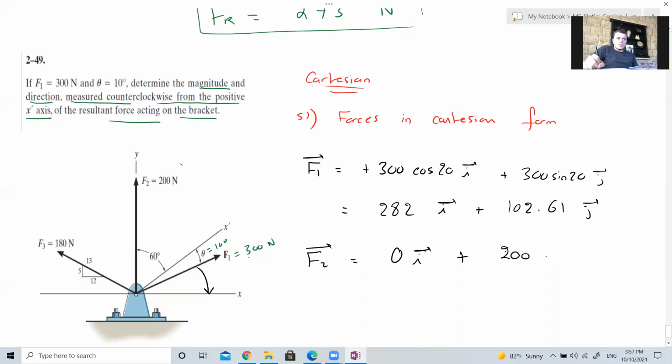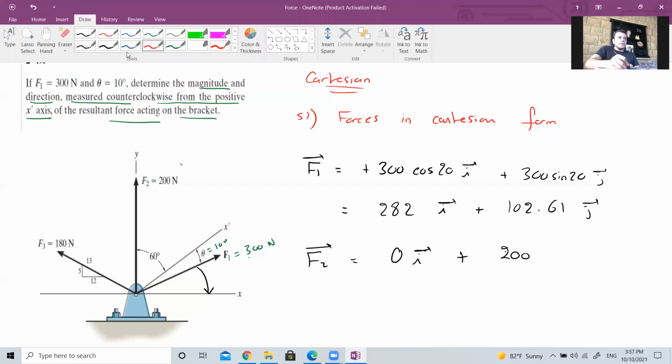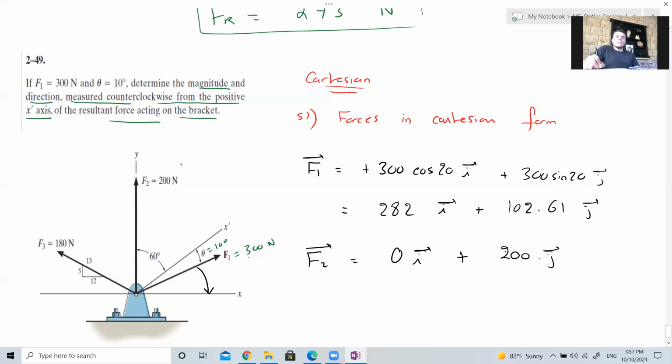Cosine 16? Wrong. Or sine? Wrong. It is in the y direction, so you don't need cosine or sine. Just 200, it doesn't get multiplied by anything. 0i, just 200j.